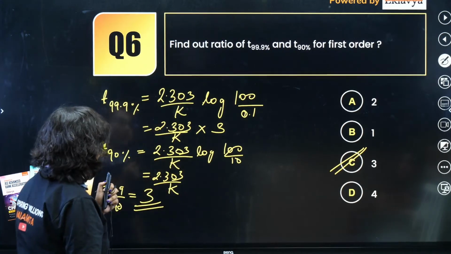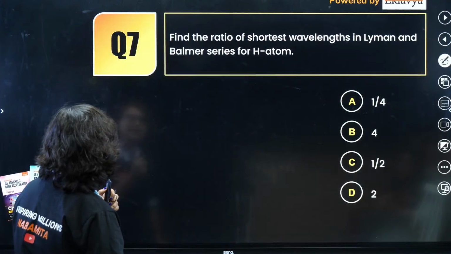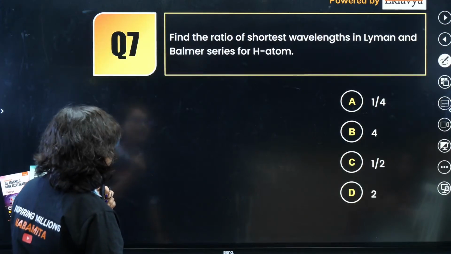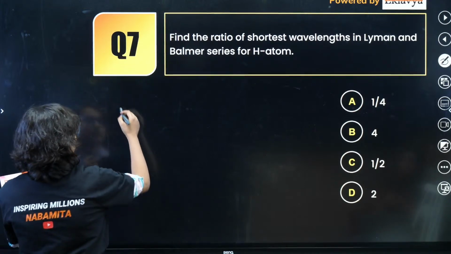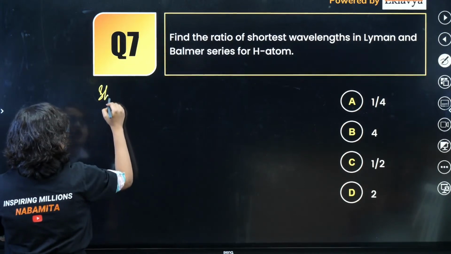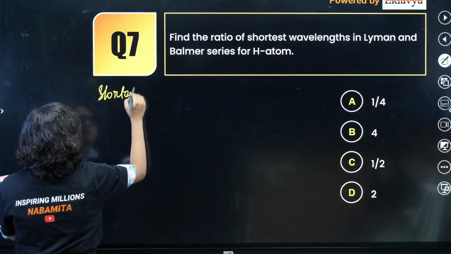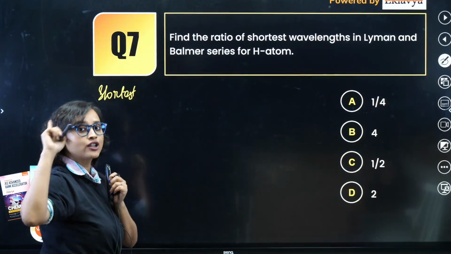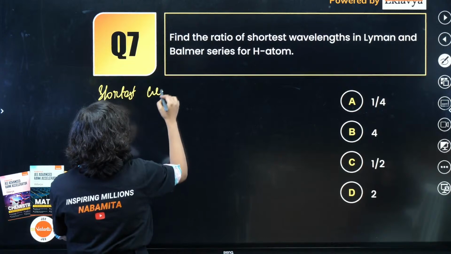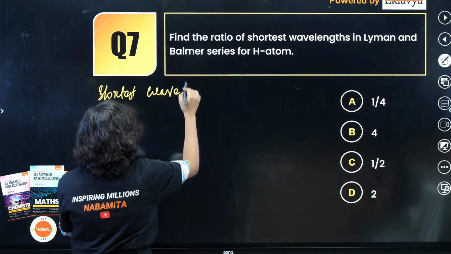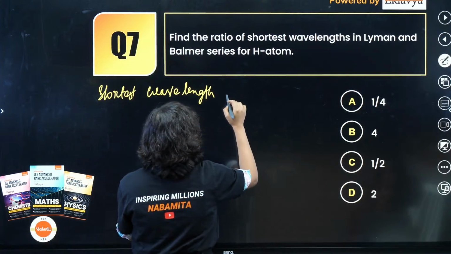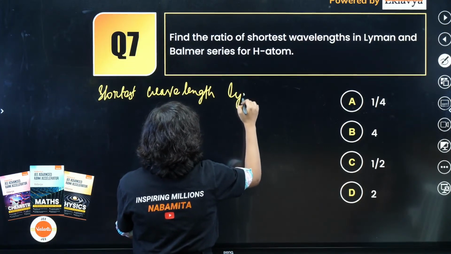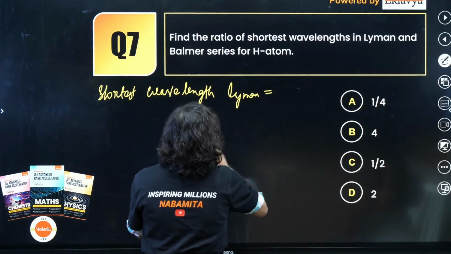All right. Let's move on towards the next question here. The next question, everybody, is: find the ratio of shortest wavelength in Lyman and Balmer series for hydrogen atom. Guys, if you remember, the previous day I had told you that the shortest wavelength is going to be the series limit. That means the last line. So shortest wavelength for Lyman is going to be what?